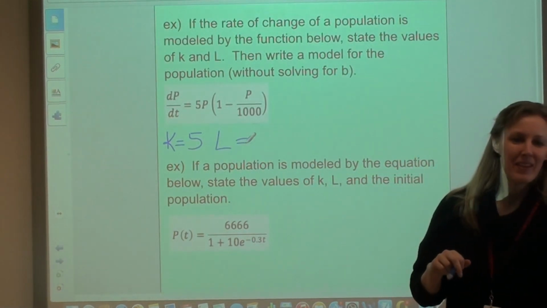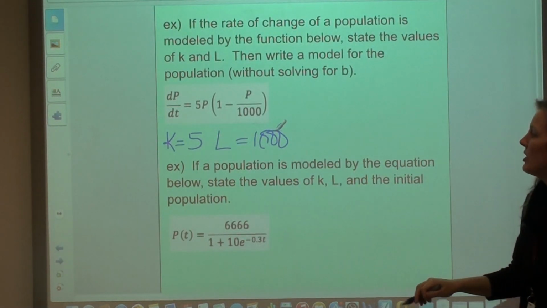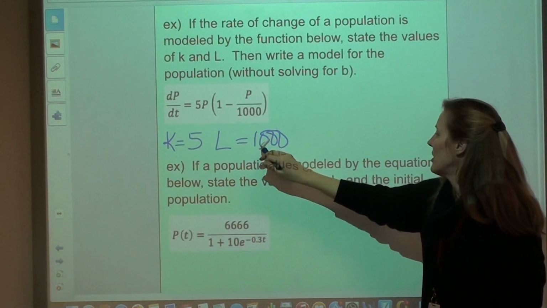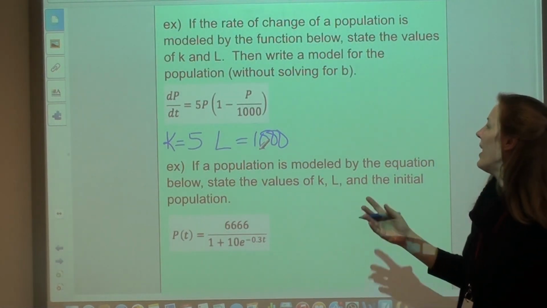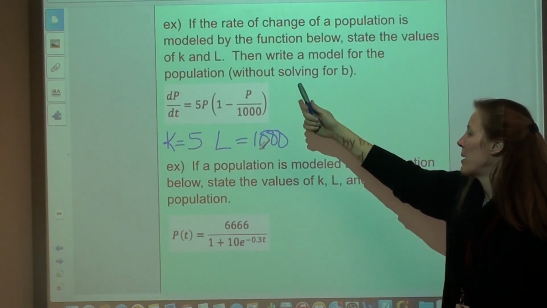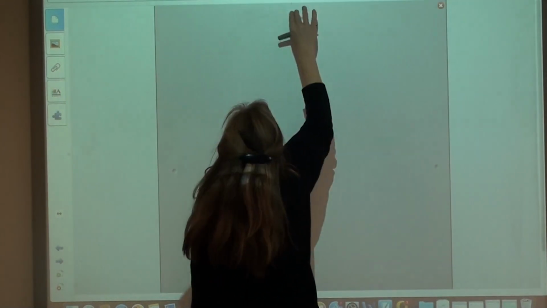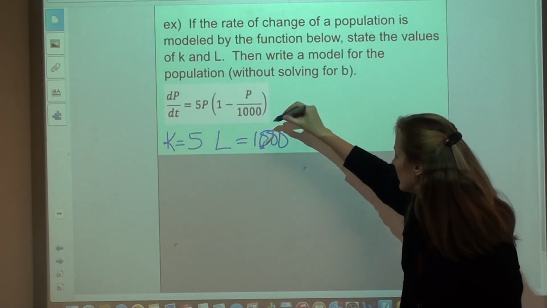Okay, so that means that this population has a maximum value of 1,000. So now, could we write a model for the actual population? Ignore this bottom part, they're not related. And that looks like 1,000.